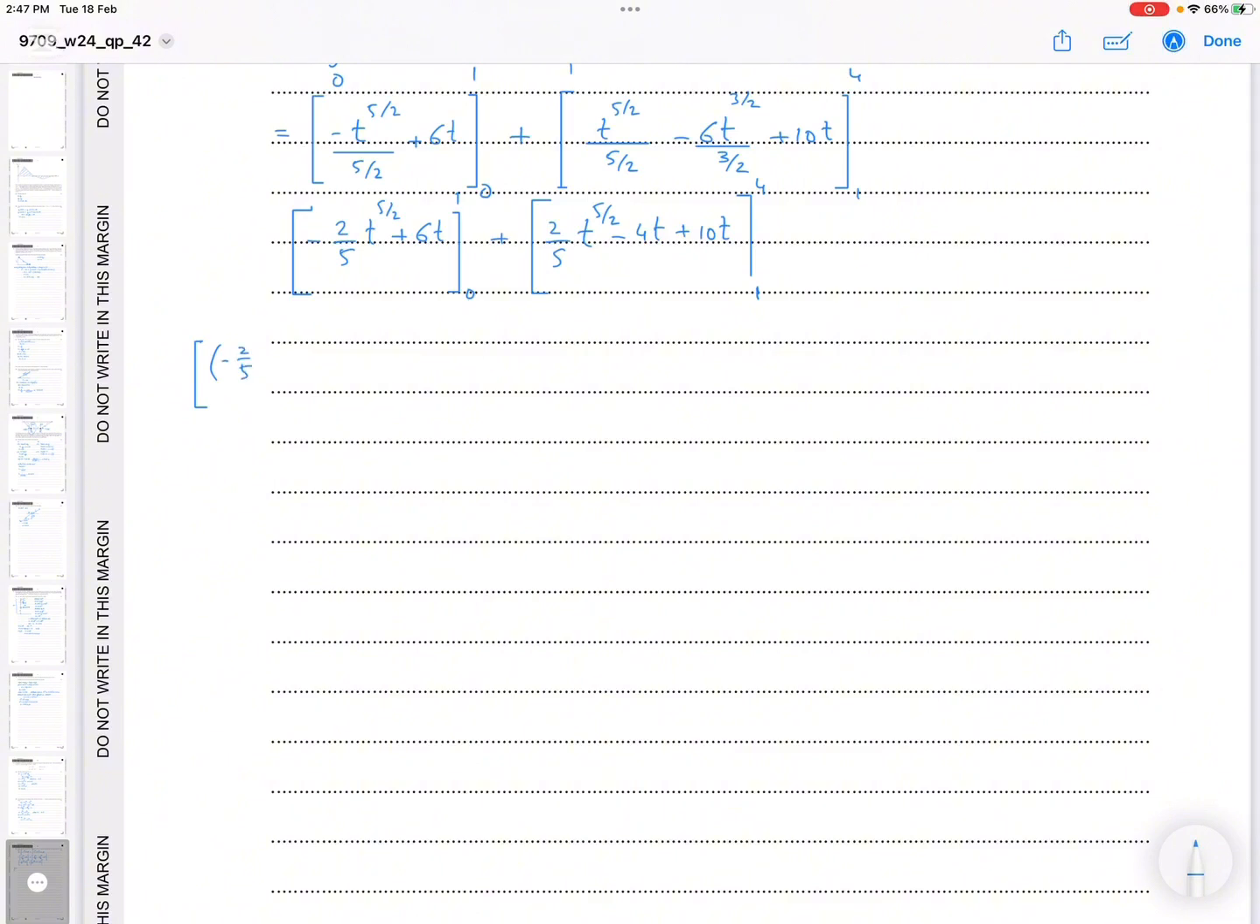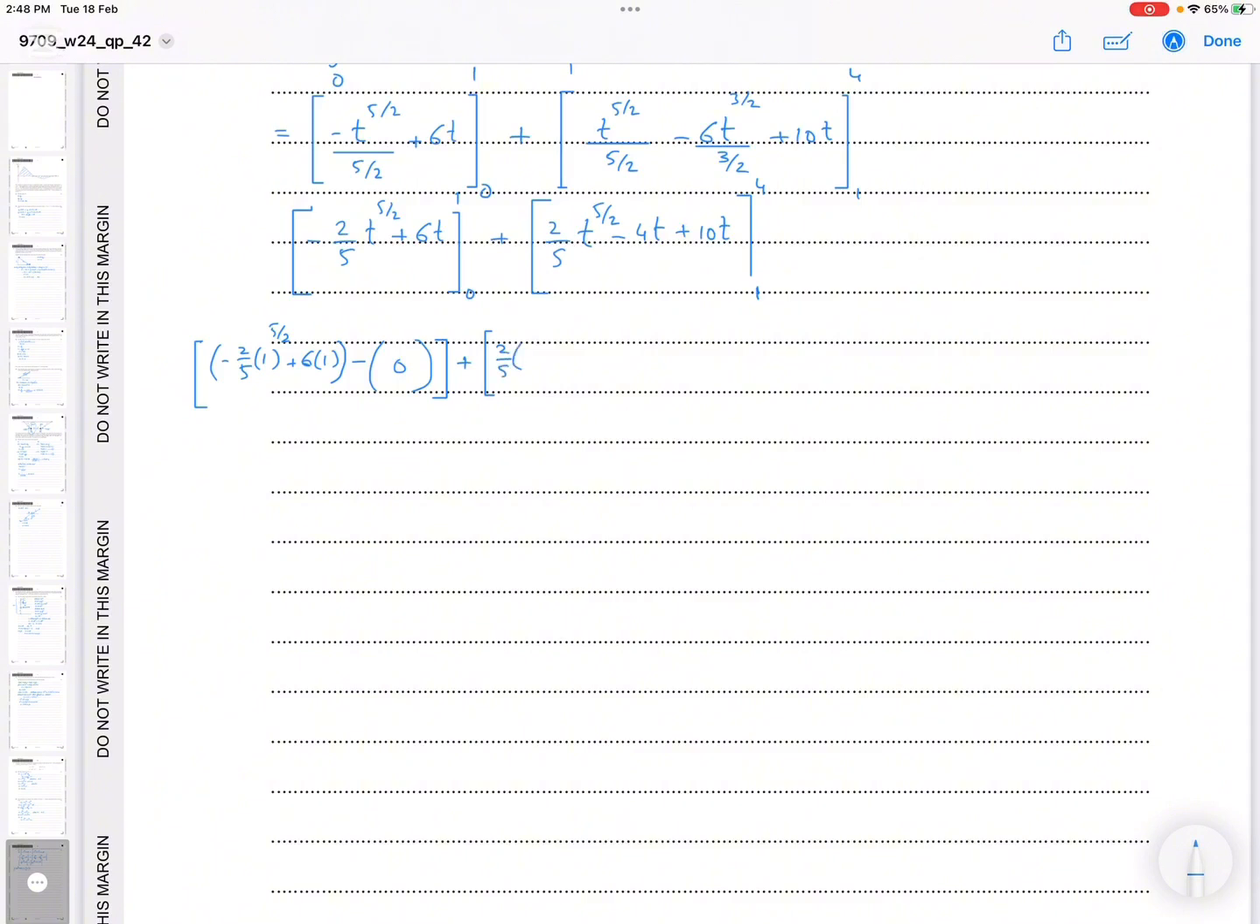Minus 2 over 5, upper limit is 1, 5 power 5 by 2 plus 6, in t I'm going to replace 1. This is upper limit minus, now lower limit is 0. So if you put 0 in t, this all will become 0, so no need to write it now. Close this bracket, plus now upper limit and lower limit for the second part.